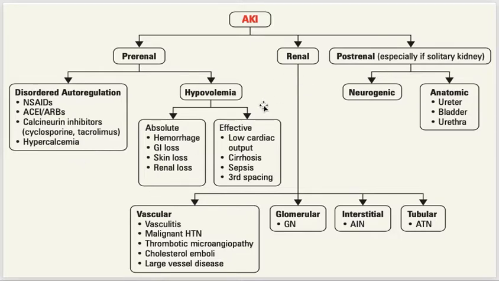When it comes to the renal causes, again the same thing. It could be glomerular diseases like glomerulonephritis. It could be interstitial disease like acute interstitial nephritis. It could be tubular disease like acute tubular necrosis, right? And it could be vascular problems like vasculitis, malignant hypertension, thrombotic microangiopathy. We had discussed all these things. Cholesterol emboli or large vessel disease, like in the previous lectures, we had discussed all of them. So I think there is no need to explain them.